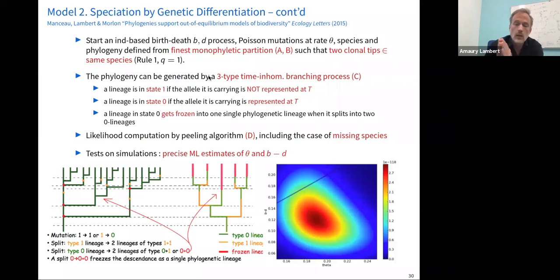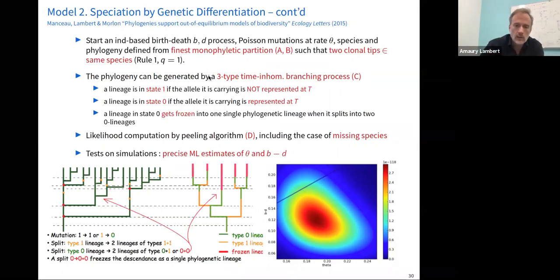That's for A and B, so we have a nice way of partitioning into species and defining the phylogeny from this monophyletic partition. And now for C, we showed that if instead of bookkeeping all the mutations in the genealogy, you only keep the information of state 1 or 0 of the lineage, a lineage is in state 1 if the type that it's carrying at the time you're looking at it is not represented at time capital T, and state 0 if the type it carries will be represented in the future at time capital T. Then if you enlarge the information of the genealogy with these states, you can simulate very rapidly the phylogeny by collapsing into one tip all the descendants of each node where the 2 descending subtrees are in state 0.